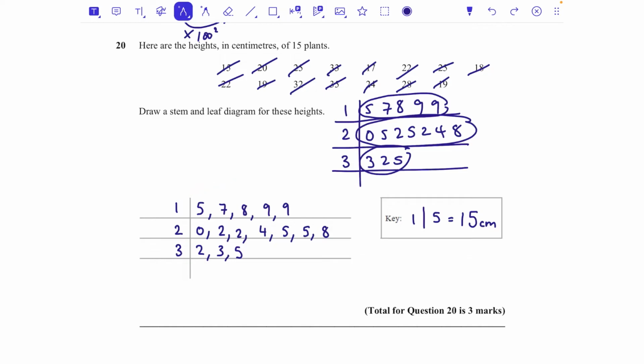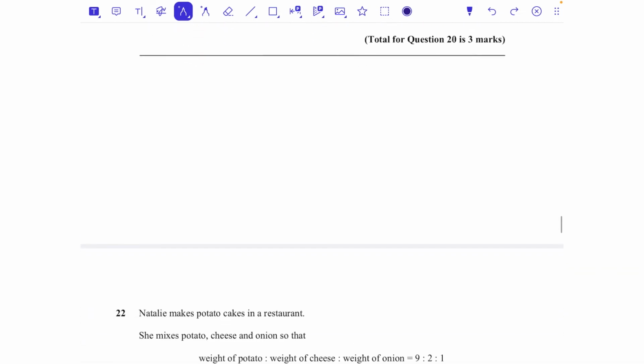Now the last thing I would do before I leave a stem and leaf is count: 1, 2, 3, 4, 5, 6, 7, 8, 9, 10, 11, 12, 13, 14, 15. So I'm happy that I've got 15 pieces of data in my stem and leaf, which means I'm unlikely to have missed one out. There we go. That was question 20, and that was 3 marks.